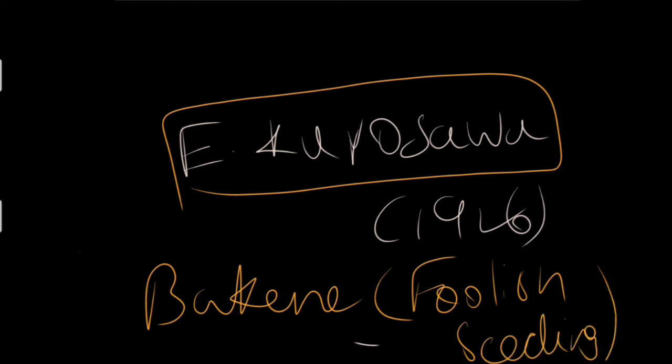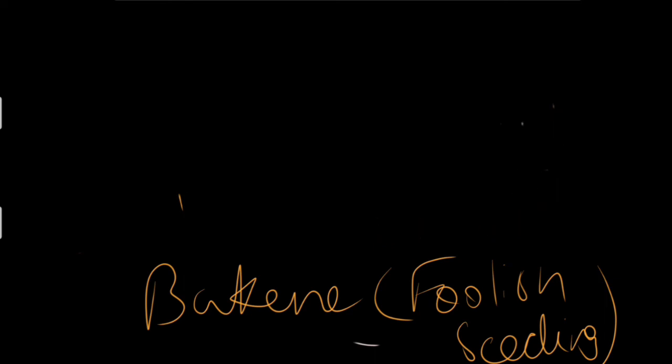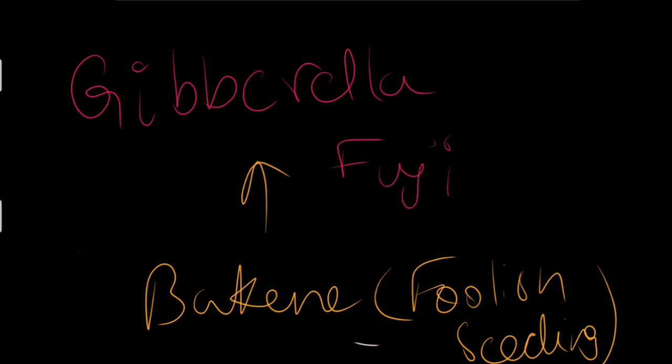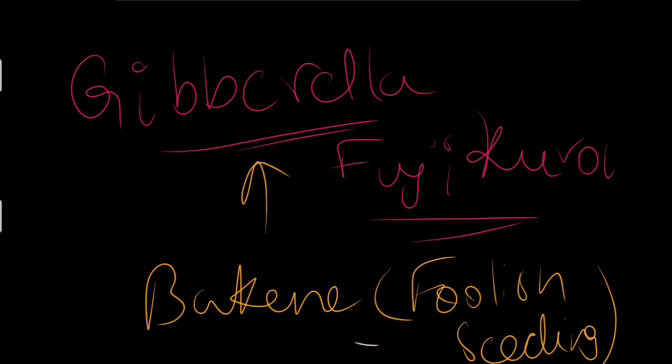And this disease was caused by a fungus, and this was all observed by Kurosawa. This disease was caused by a fungus called Gibberella fujikuroi. Gibberella fujikuroi was a fungus which caused this foolish seedling disease in rice plants.